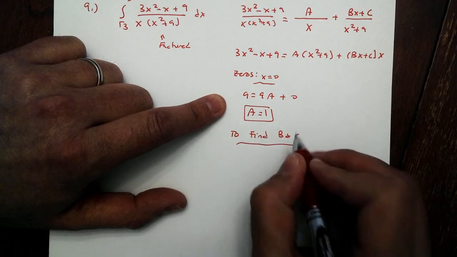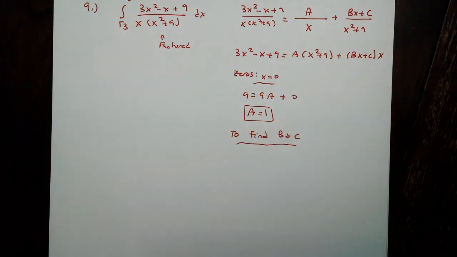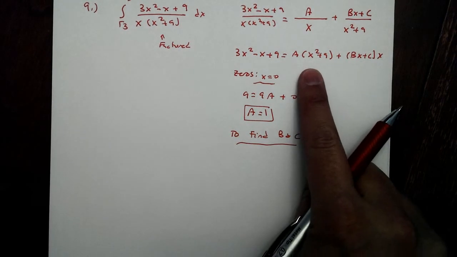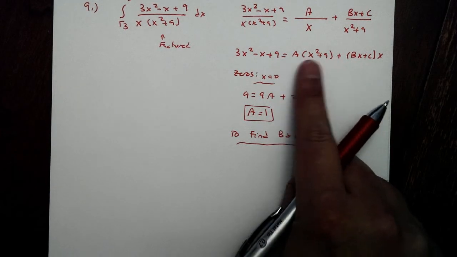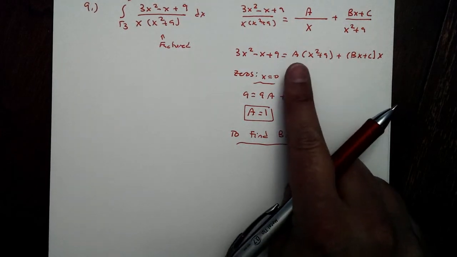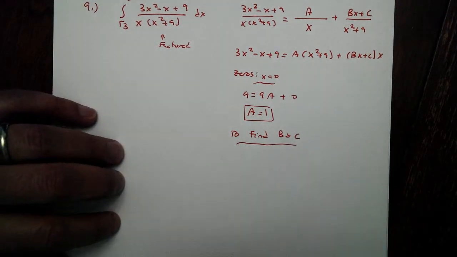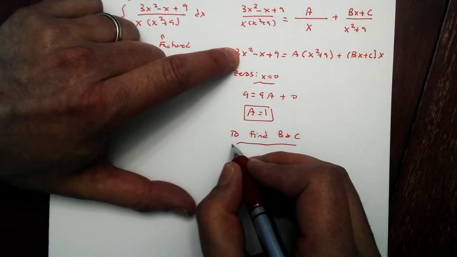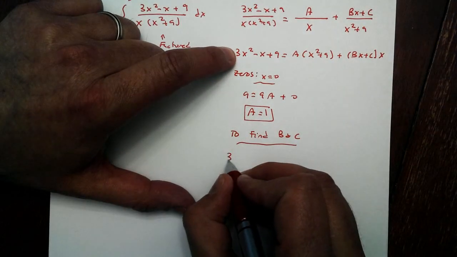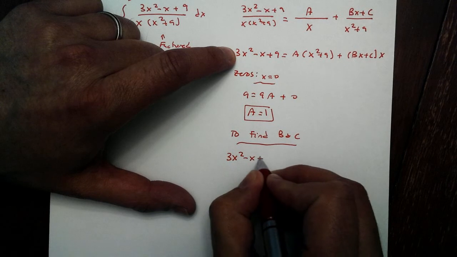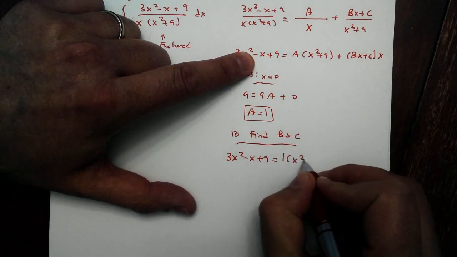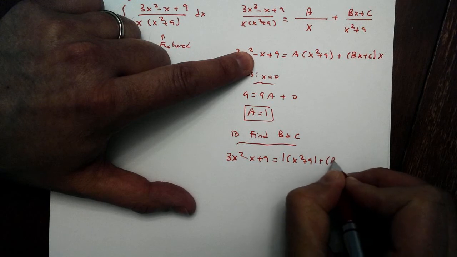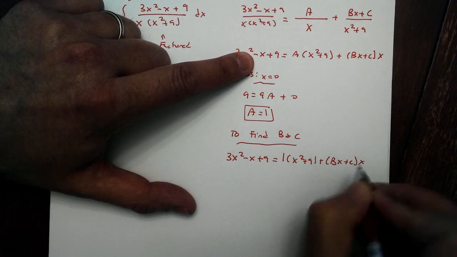We have two options. Option 1, I could just pick any two x values, negative 1 and positive 1, I already used 0, or any two x values to find b and c. But there's another way. We can just plug in a here. So if I do that, we're going to get 3x squared minus x plus 9 equals a is 1 times x squared plus 9 plus this bx plus c times x.